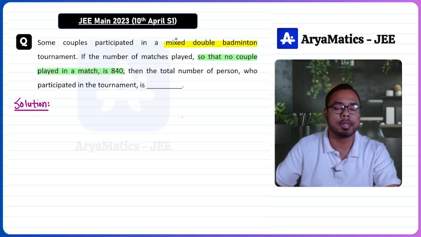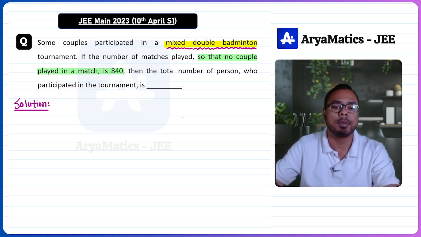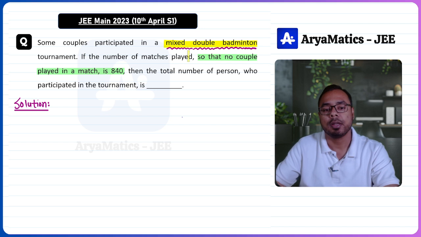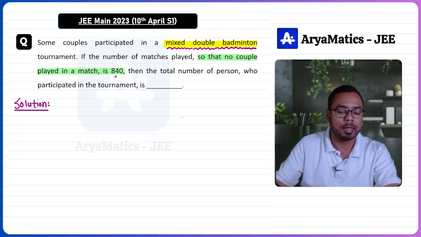Now, mixed double means that in a single match there will be four players, right? Two players in one team, another two players in the other team, and also mixed double means out of those two players, one will be male, the other one female, right? So let us say that in total there will be n number of couples, and it is given that the total number of matches is 840.